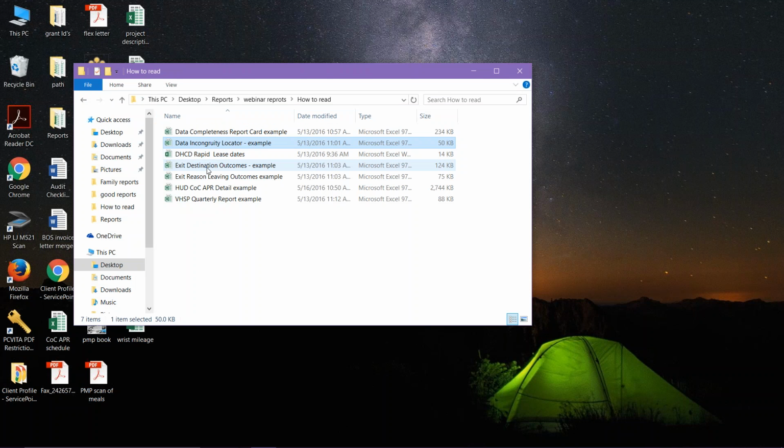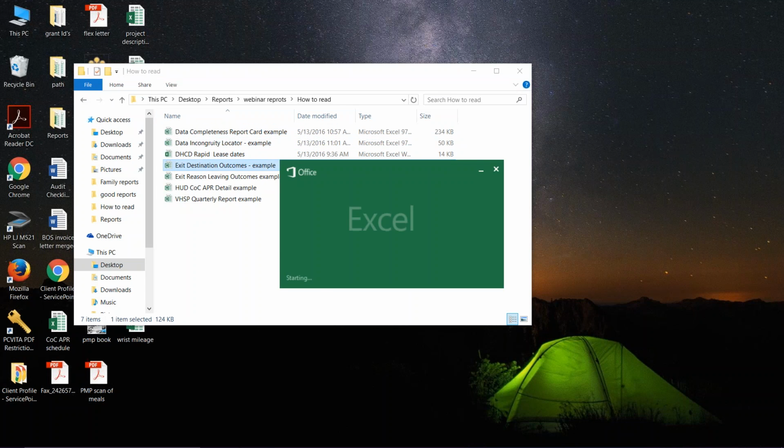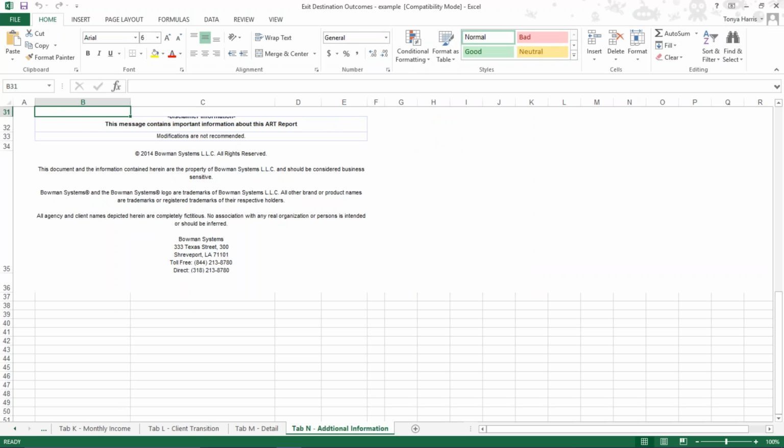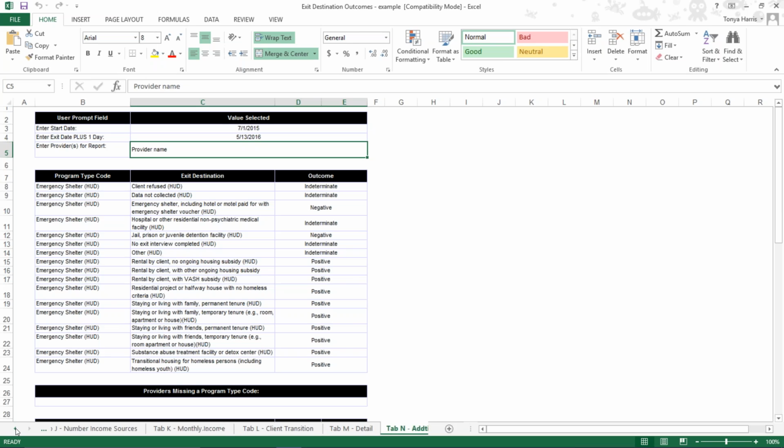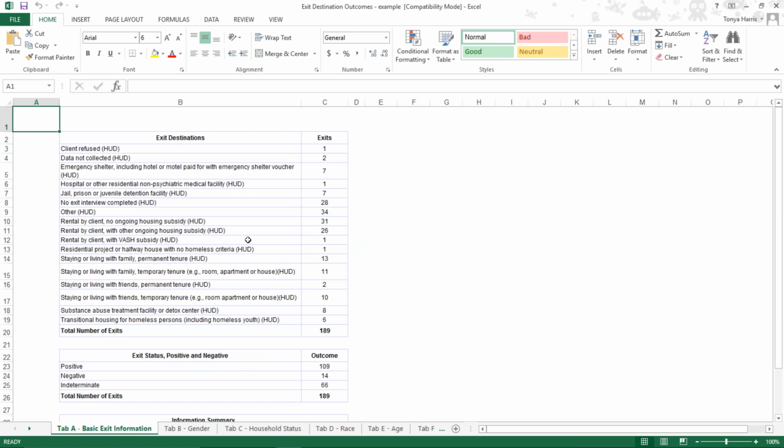The next one I'm going to do is the exit destinations and outcomes. This is yet another report that you receive from us. And again, the last tab tells me the date range and the provider. Okay? So then I'm going to go back and start at the beginning. And so what we have here is, this is where our clients went to when they left our program. Now, I don't remember which programs I ran which reports for. So this data to you might look weird, or it might look normal.